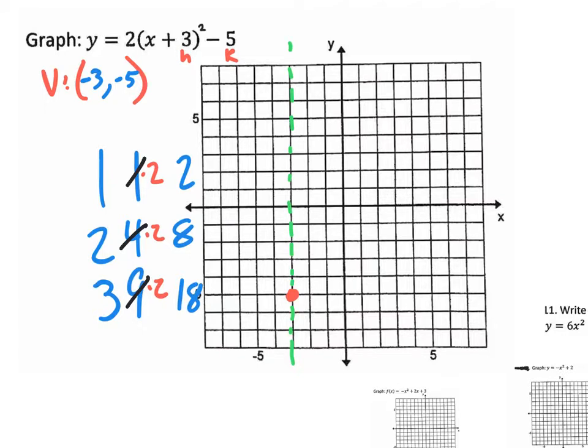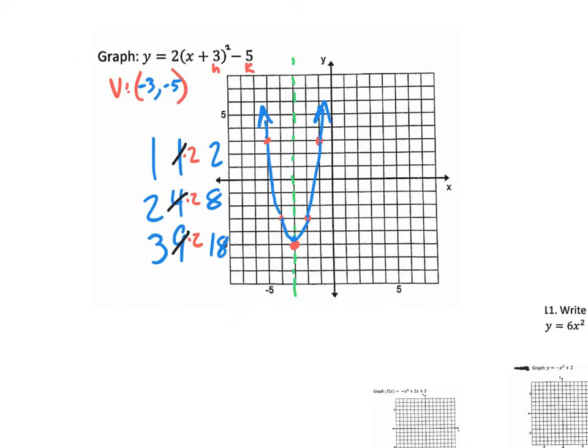So let's go back to the vertex and go 1 over, 2 up, and we end up right there. Let's go back to the vertex and go 2 over, 8 up. So 2 this way, and 1, 2, 3, 4, 5, 6, 7, 8 right there. And 3, 18 is going to be off the graph, so I'm not even going to do that. Then I'm going to map them over to the other side, right there and right there. And we have our nice looking parabola. So vertex form is even easier. I love vertex form.